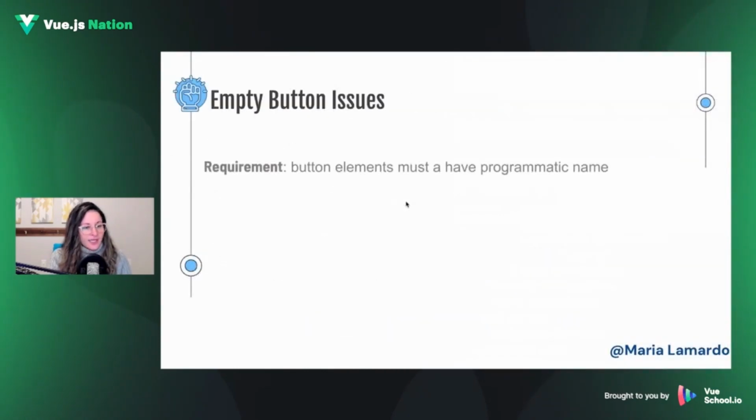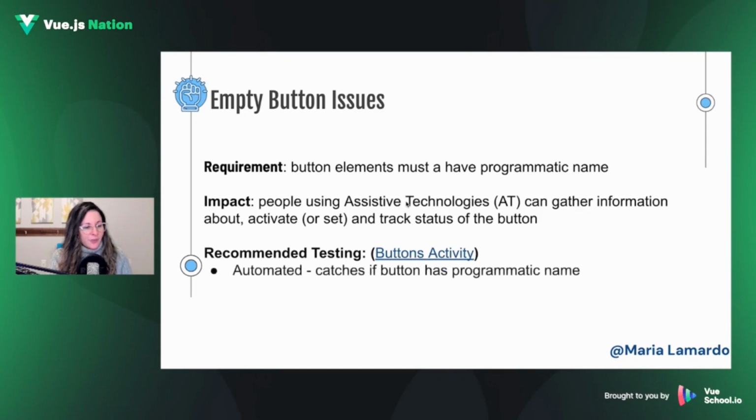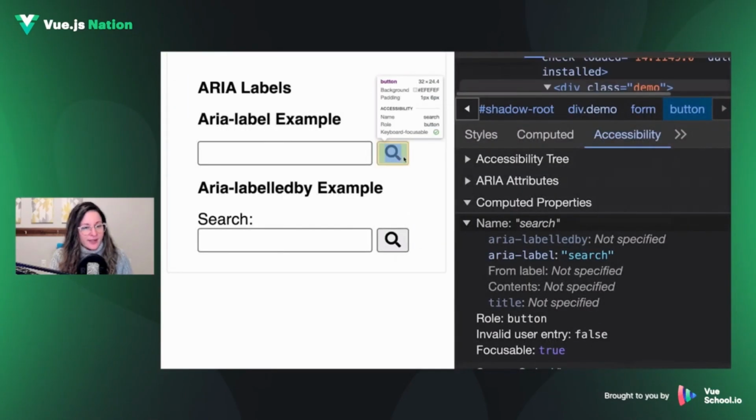Looking at empty button issues, buttons must have a programmatic name, similar to those input fields. That way, assistive technologies can grab that information and send it back to the users. So for example, we'll go over an example, but you can use automated testing to make sure that something has a programmatic label or name.